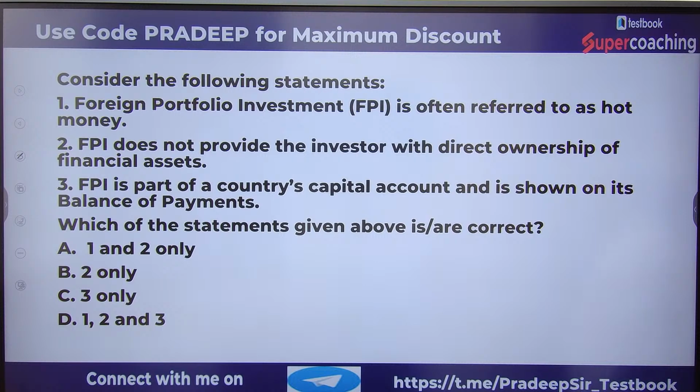The statement is, consider the following statements. The foreign portfolio investment, that is FPI, is often referred to as hot money. Second statement is FPI does not provide the investors with direct ownership of financial assets. Third statement is FPI is part of country's capital account, is shown on its balance of payment. Which of the statements given above is or are correct? Your answer should be A if 1 and 2 are correct. B if 2 is only correct. C if 3 is only correct. D if 1, 2, 3 are correct.